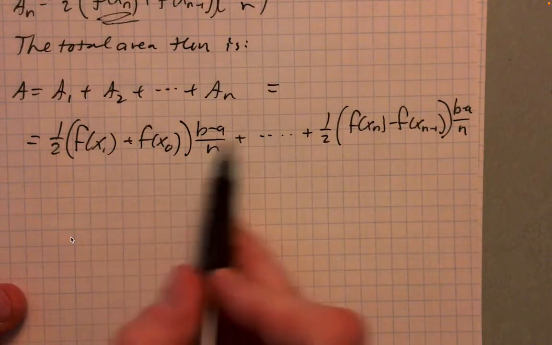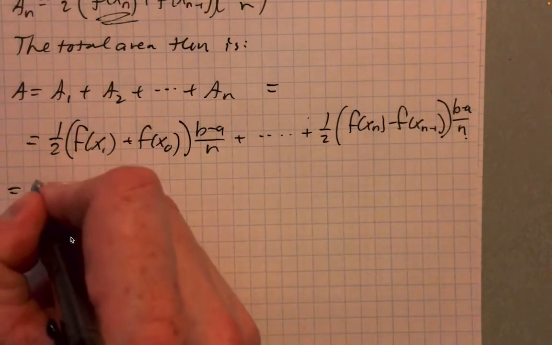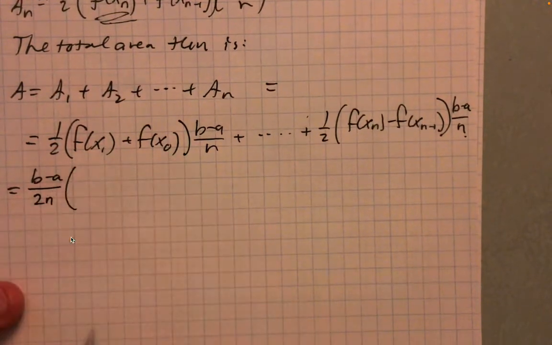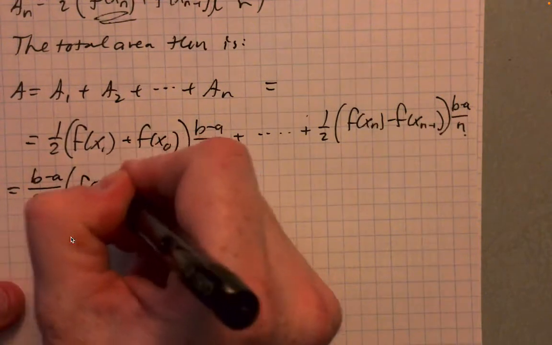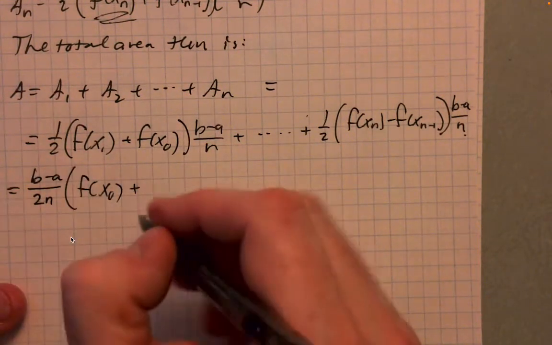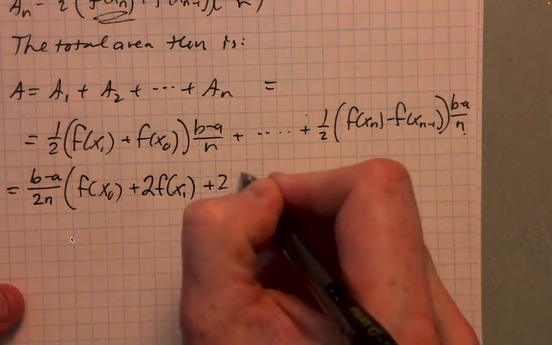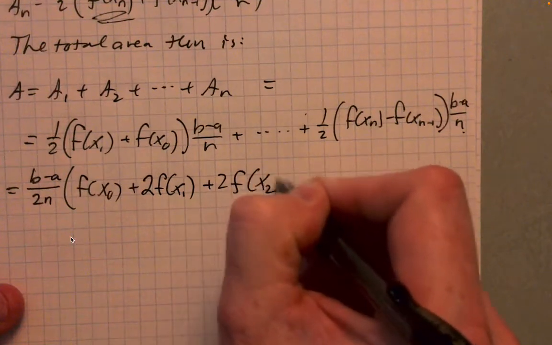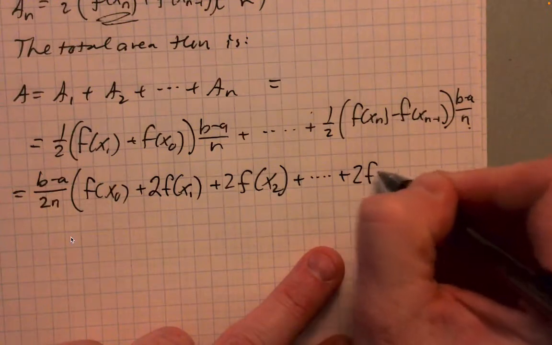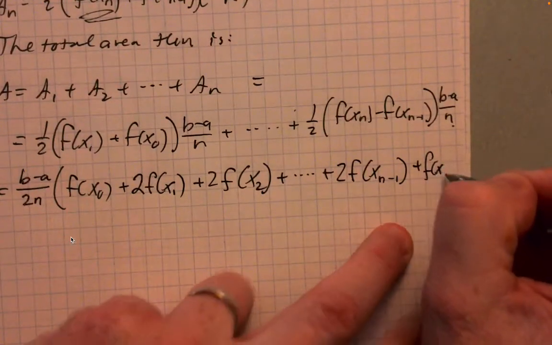So let's simplify this and pull it all together. Each term is going to have a b minus a over n and a 1/2, so let's pull those out front. We'd have b minus a over 2n, and then it's going to be f of x0 plus 2 times f of x1 plus 2 times f of x2 plus dot dot dot plus 2 times f of xn minus 1 plus f of xn.